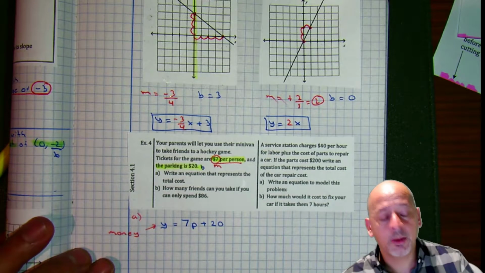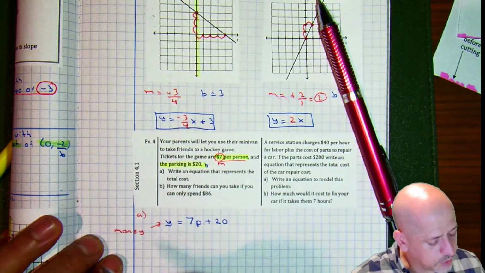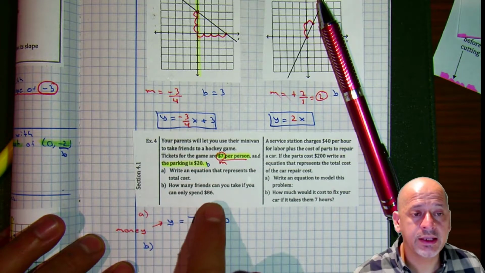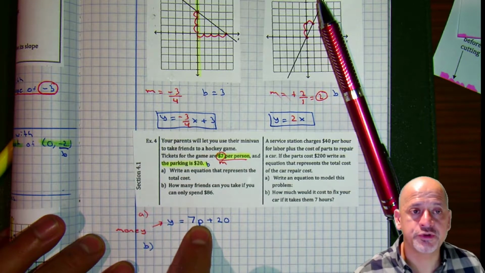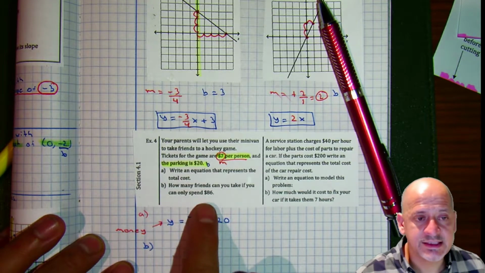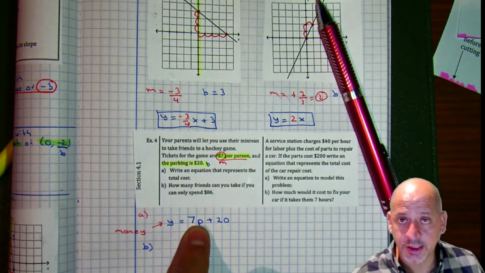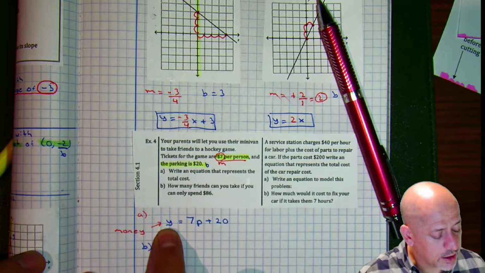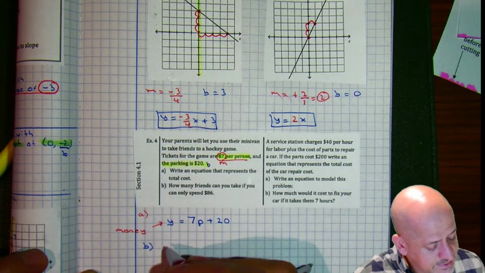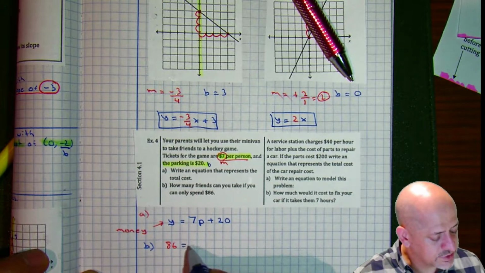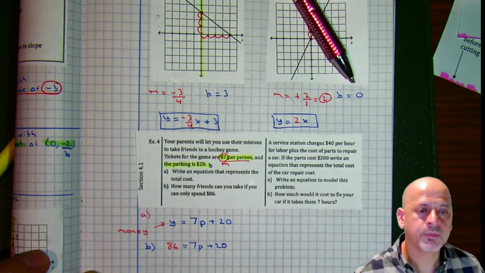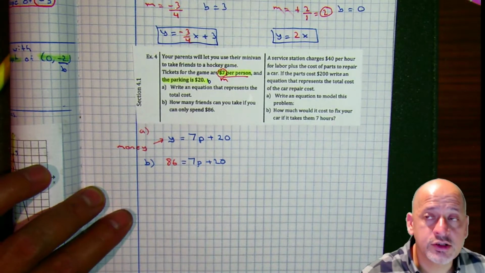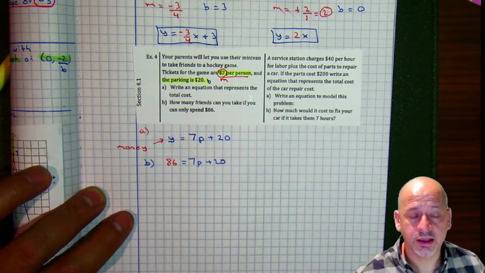So therefore, for part B, you need to think, do I need to plug in the 86 for the Y, for the money, or 86 for P, for the person? Correct. 86 is not, you're not taking 86 friends. You wish you were taking 86 friends, but 86 is how much money you have. That goes on the Y. So therefore, that'll be 86 equals 7P plus 20. And now we can solve for P. And now we can decide if you have $86, how many friends can you take?